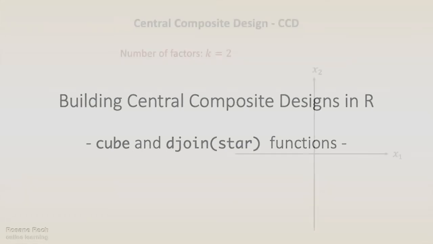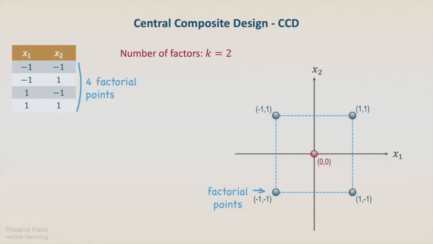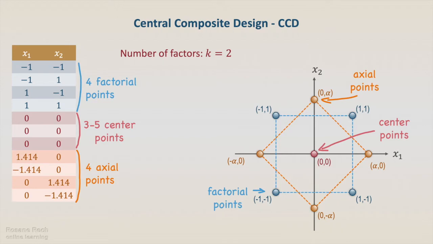In the following lessons, we will go over several designs for second-order models and how to use R to build them. Let's start with the central composite design for two factors. It comprises 4 factorial points, 3 to 5 central points, and 4 axial points or star points, totalizing 11 to 13 runs.